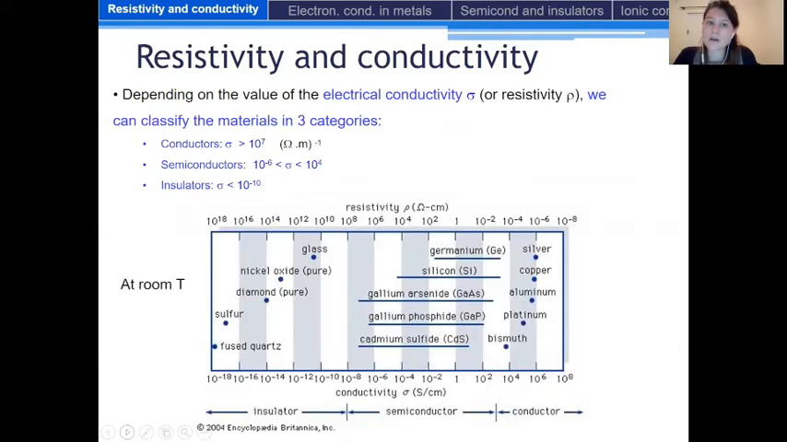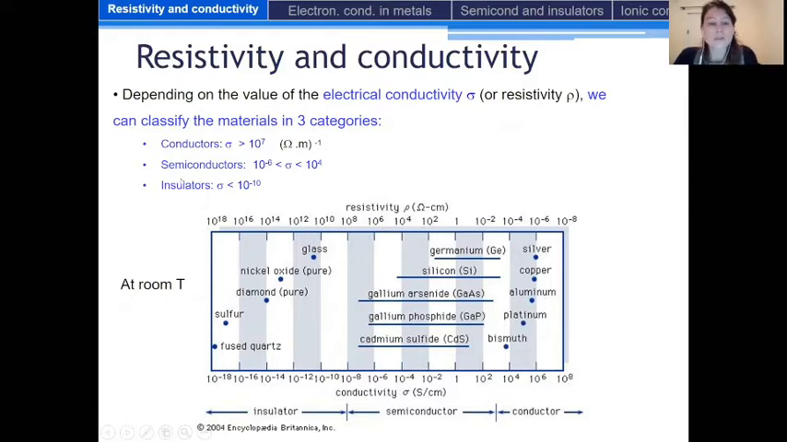And so depending on the value of the electrical conductivity or resistivity, either one or the other, we can classify the materials in three categories. So we will have conductors, whose electrical conductivity is higher than 10 to the power 7. In this category, we will find silver, copper, aluminum, platinum, bismuth. So we will find metals.